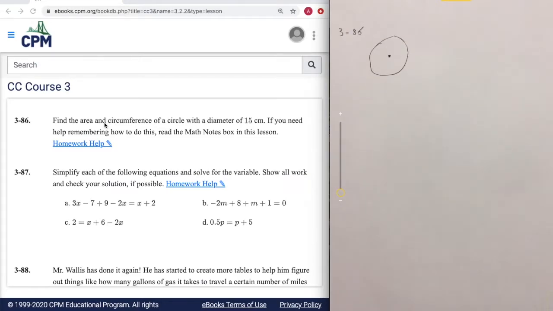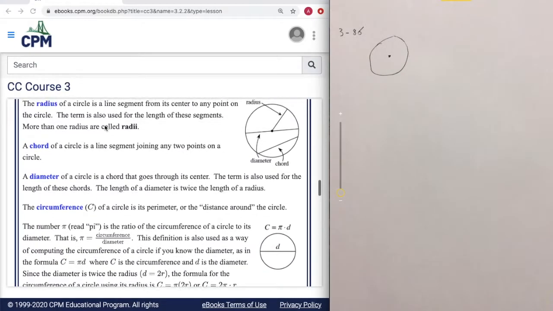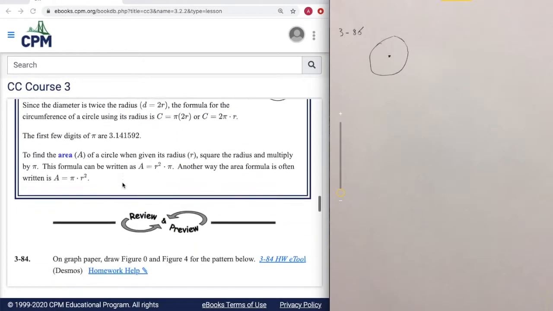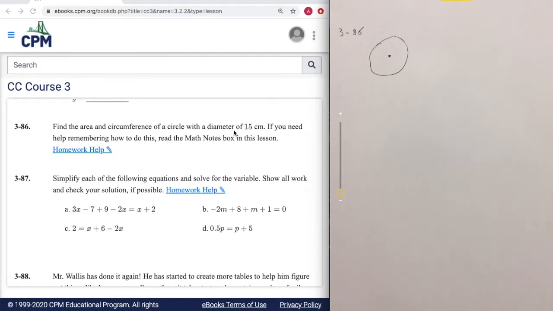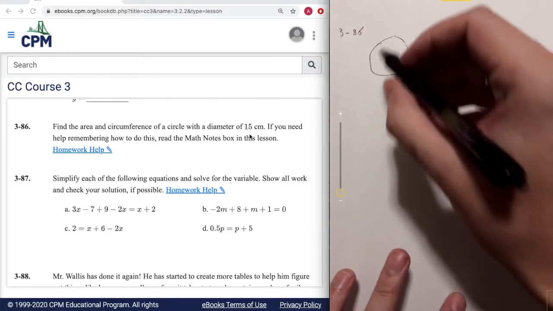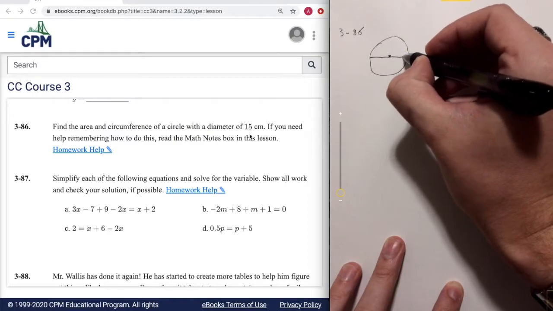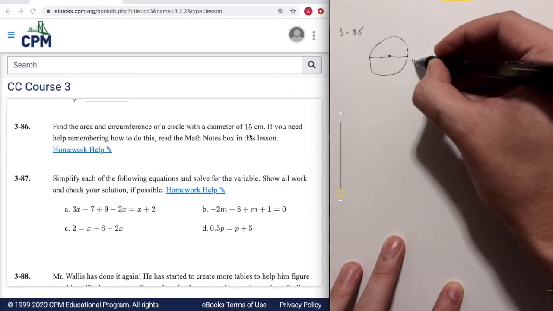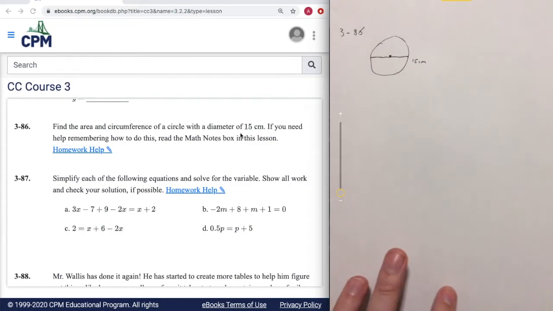If you forget the meaning of any of these words, just up above is a whole box describing what each of the words mean, how you get them, and why they matter. So that will be very helpful in solving this problem. It gives us the diameter of 15 centimeters. And a diameter is a line that goes from one side to the other that cuts through the center. So we know that diameter is 15 centimeters. And it's asking us for the area and circumference.